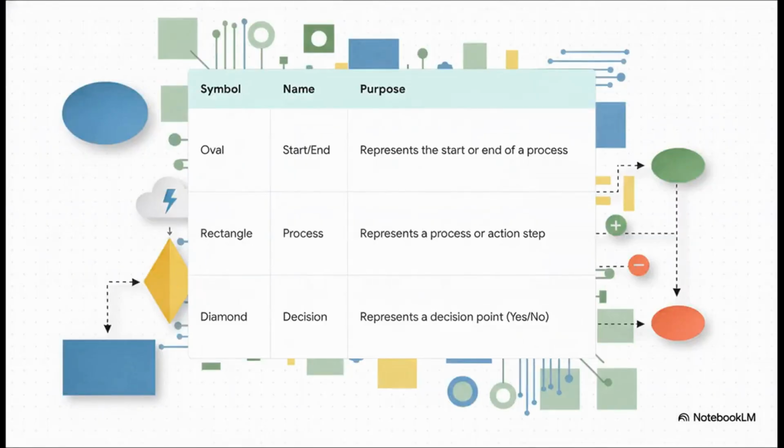And these are the basic symbols that will map out your program's journey. You've got ovals, which mark the start and end points. You have rectangles, which represent an action, like calculate the total cost. But the most important one, the real star of the show, is the diamond. That's your decision point. This is where the program asks a yes or no question, and the path forward can split depending on the answer.